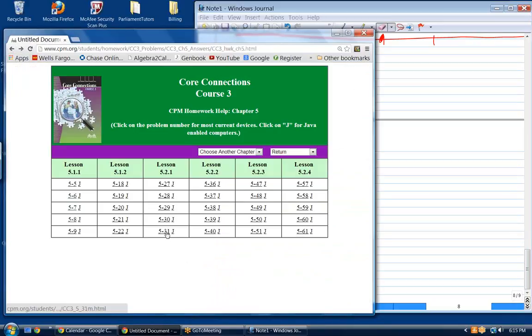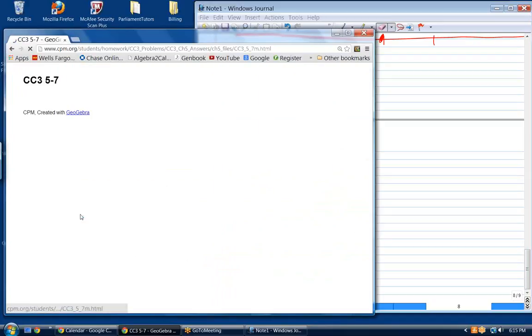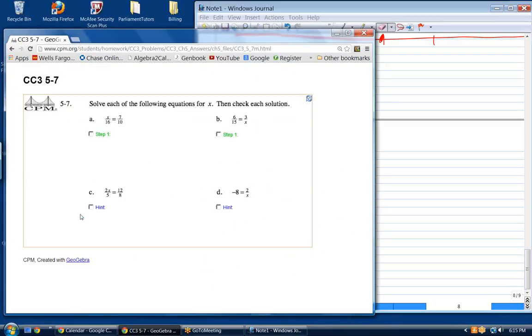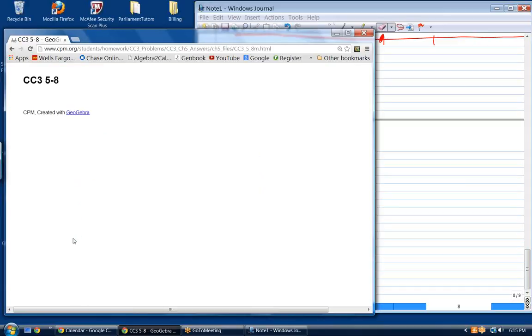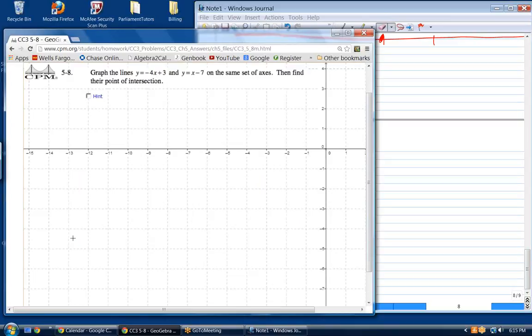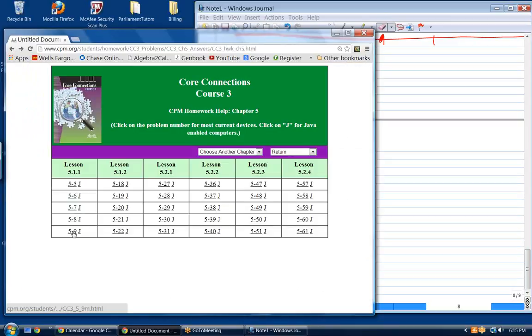Now, what was that? Was that 5, 6? No. What was that? Yeah, sure. Was it 5, 8? Must have been 5, 8. Yeah. Okay. So we want to look at 5, 9.